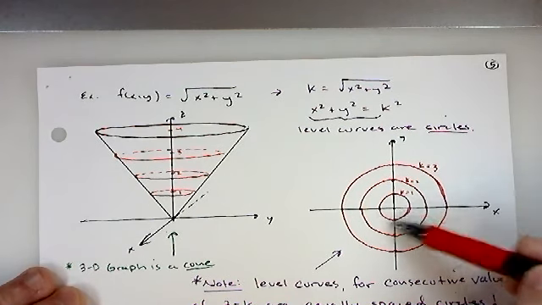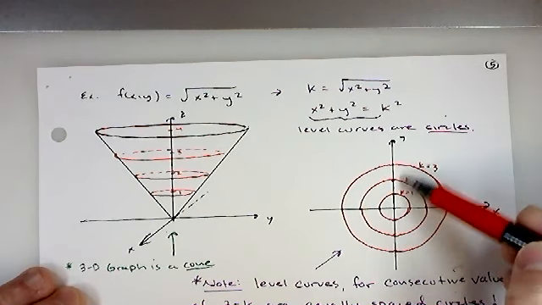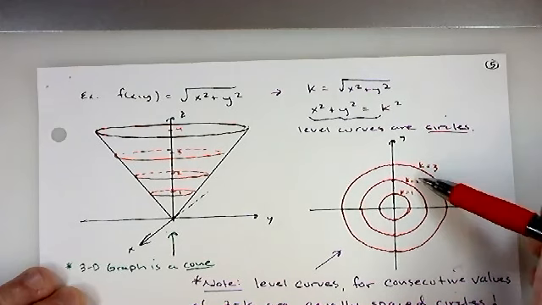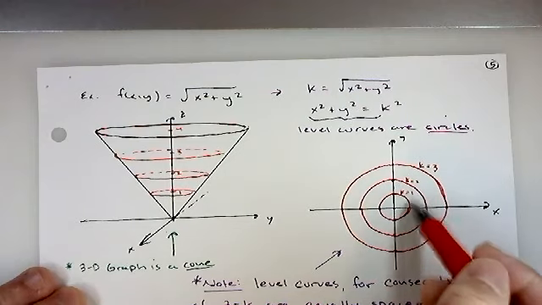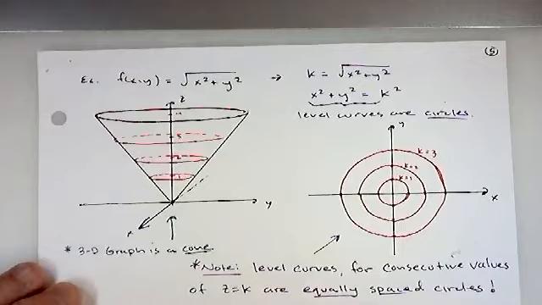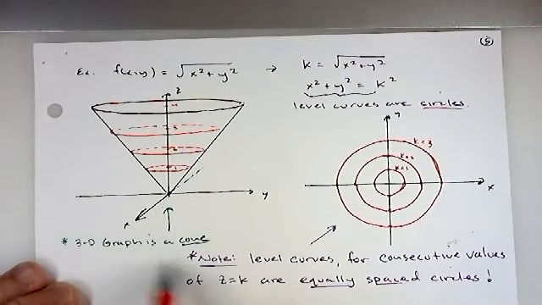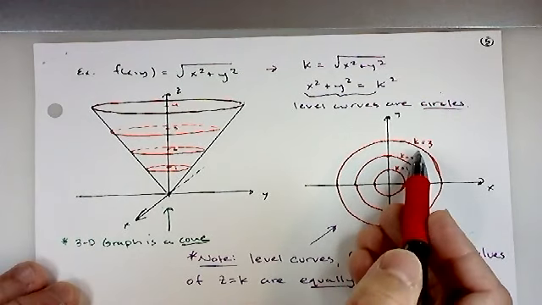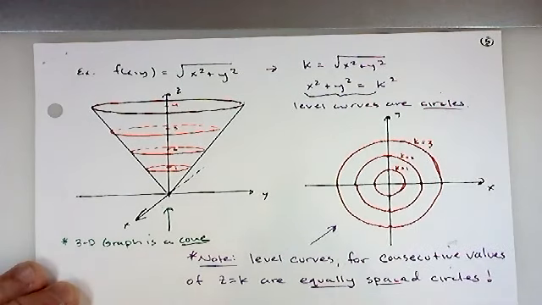When k equals 1, I'm going to get a circle with a radius of 1. When k equals 2, I'm getting a circle with a radius of 2, a radius of 3. So my contour plot would look like a bunch of concentric circles. And notice that these circles are equally spaced. For consecutive values of z, they're increasing by 1 unit. The radius of the circle is getting bigger.